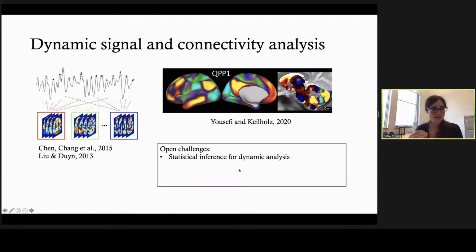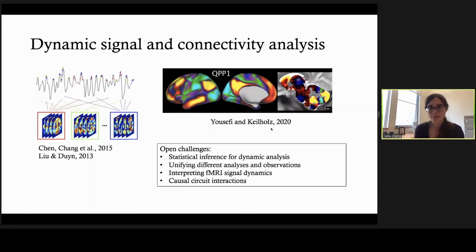To list what I think are a few of those challenges: One is in how we carry out our statistics and our analysis for studying dynamics in fMRI, because we can get spurious dynamics if we're not careful. Another is on unifying different analyses and observations. So to what extent are different methods related to each other and/or tapping into similar aspects of the same underlying activity? Interpreting fMRI and dynamic phenomena in terms of functional brain states is another challenge, as well as finding causal circuit interactions. And since this talk is pretty short, I'm going to focus on a couple of examples from these latter areas, but perhaps more can be addressed in the discussion.